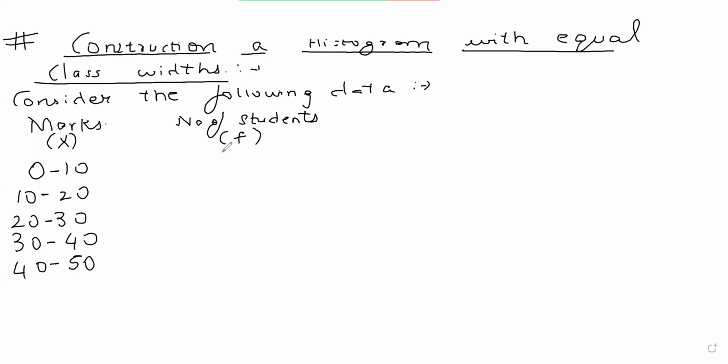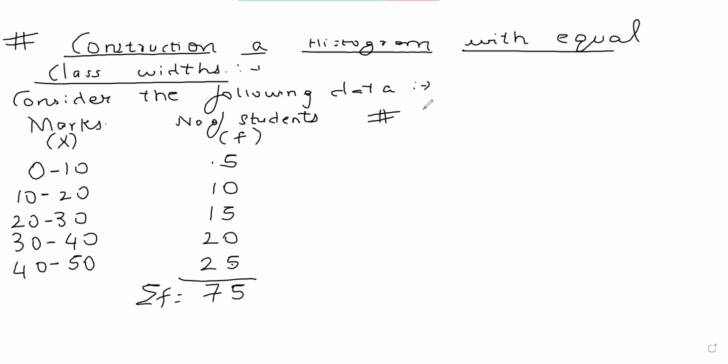And the number of students are, let's say, hypothetically 5, 10, 15, 20, 25. So my sum of all the frequencies is how much? You can add them up. 75. Okay. Now, how do I make a histogram? So let's look at the diagram for the histogram. Or let's look at the graph.